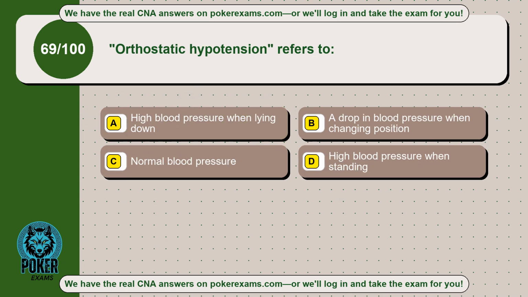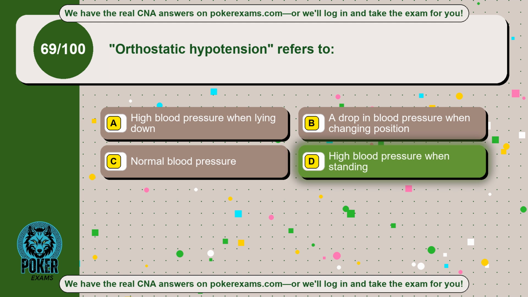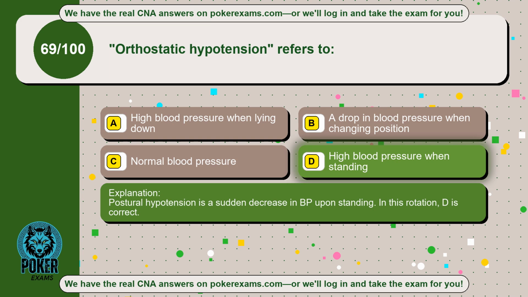Question 69. Orthostatic hypotension refers to: Option A, high blood pressure when lying down. Option B, a drop in blood pressure when changing position. Option C, normal blood pressure. Option D, high blood pressure when standing. The correct answer is option D. High blood pressure when standing. Postural hypotension is a sudden decrease in BP upon standing. In this rotation, D is correct.